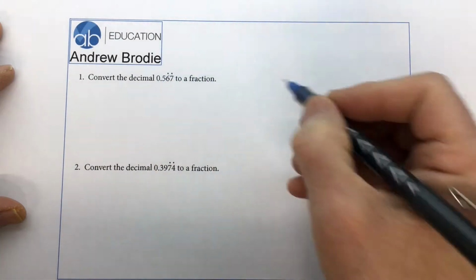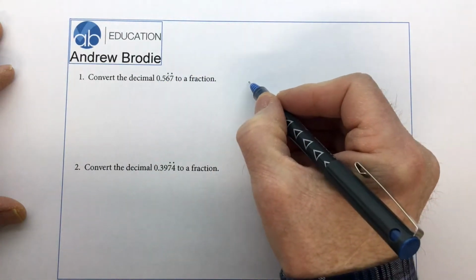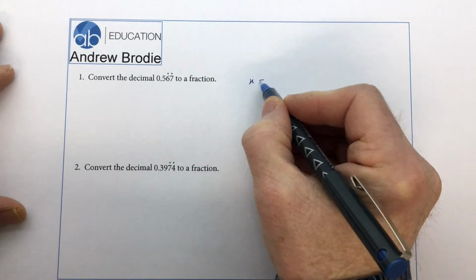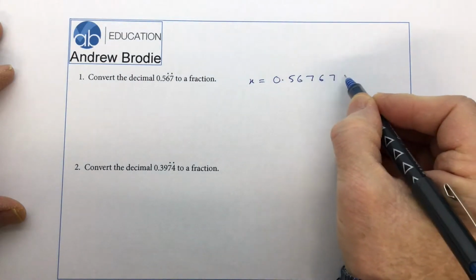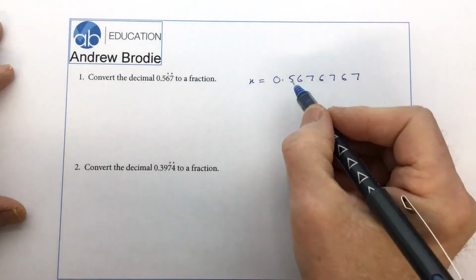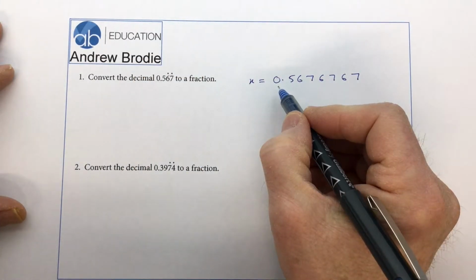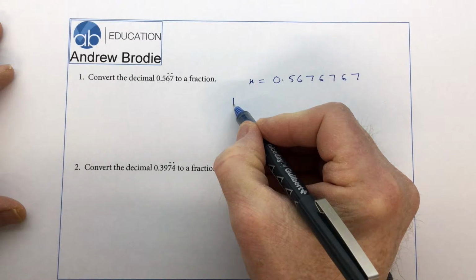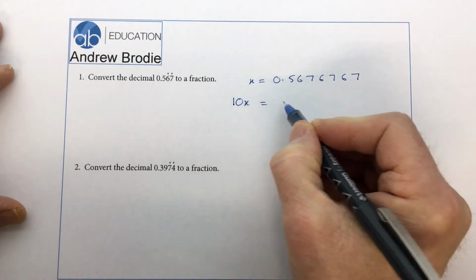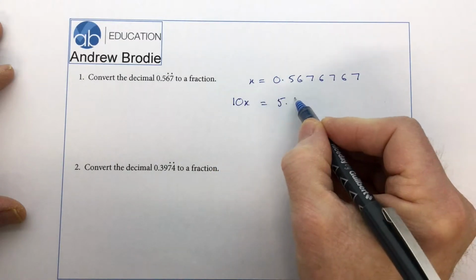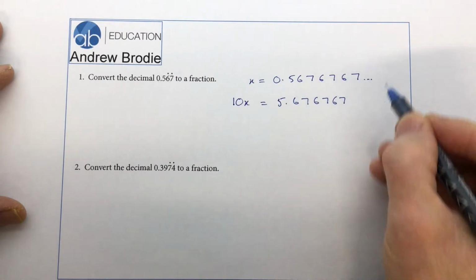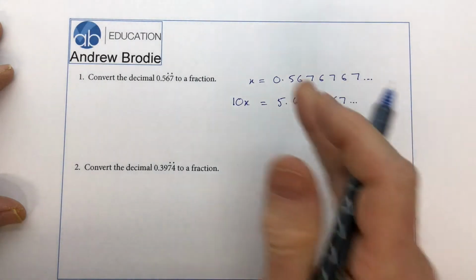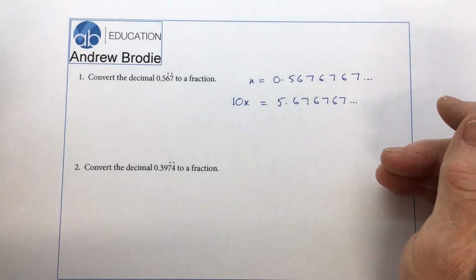So let's look at this question here, 0.567, but only the 6 and 7 are recurring and the 5 isn't. So what we can do is, well, let's write it out first. x equals 0.5676767. But first job, let's move the 5 over one place. So let's do 10x equals 5.676767. Add the dots so that shows that it's recurring.